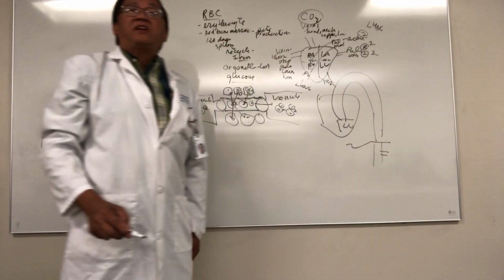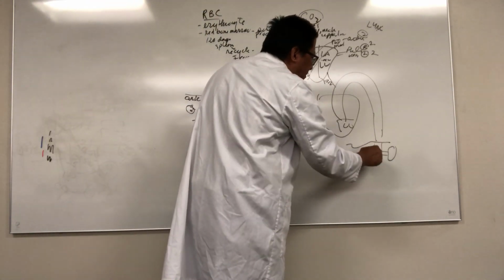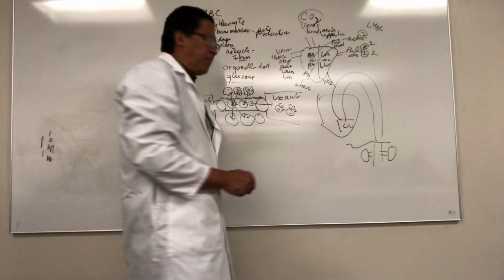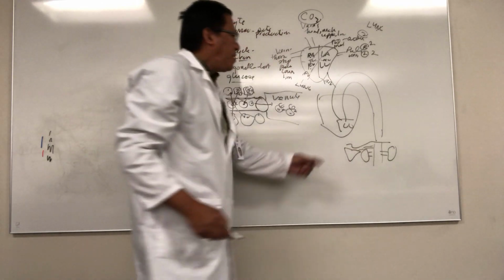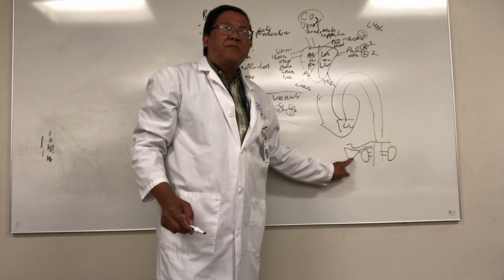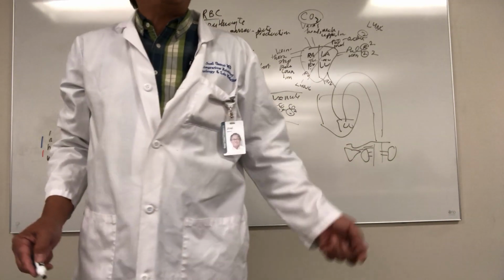What do you call the artery of the kidney? Renal. Both sides. What do you call the artery of the liver? Hepatic artery. So whenever the heart pumps blood from the left ventricle, does it go to the kidney and the liver? Yes? What kind of blood? Oxygenated blood.